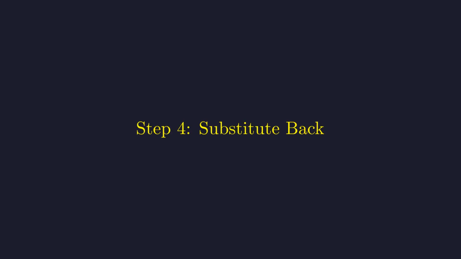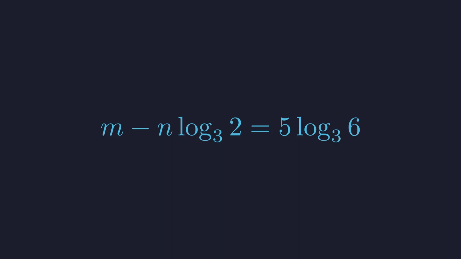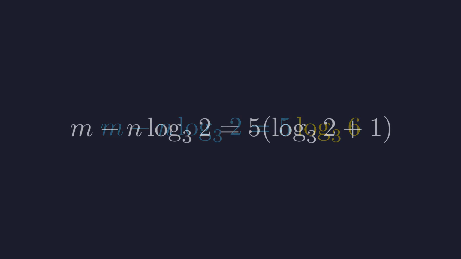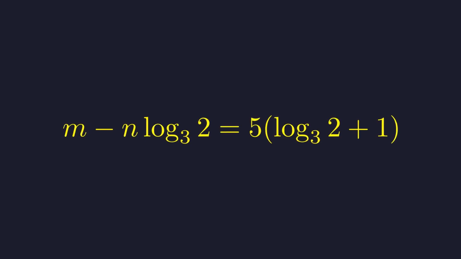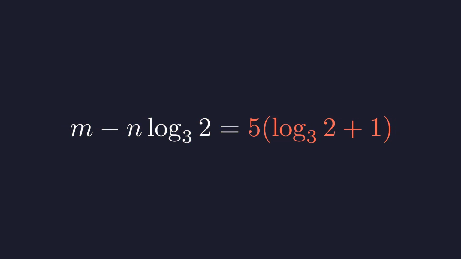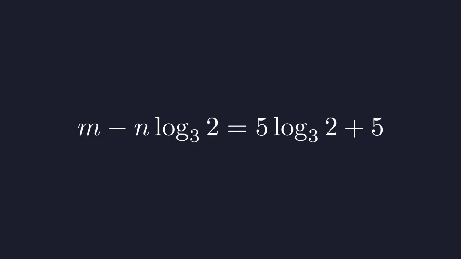Let's substitute this result back into our equation. Our equation now reads m minus n times logarithm base 3 of 2 equals 5 times logarithm base 3 of 6. We substitute our expanded form for logarithm base 3 of 6. This gives us m minus n logarithm base 3 of 2 equals 5 times the quantity logarithm base 3 of 2 plus 1. Now we distribute the 5 across both terms inside the parentheses. We get m minus n logarithm base 3 of 2 equals 5 logarithm base 3 of 2 plus 5.